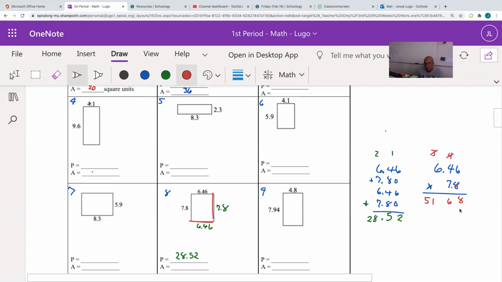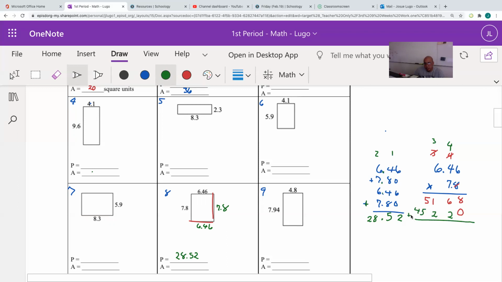So what I'm going to do is put a 0 under this column because I am done with it. I'm going to move on with the 7. 7 times 6 is 42. 7 times 4 is 28, plus 4 is 32. 7 times 6 is 42, plus 3 is 45.